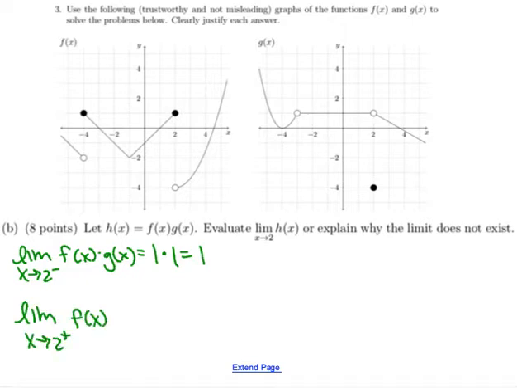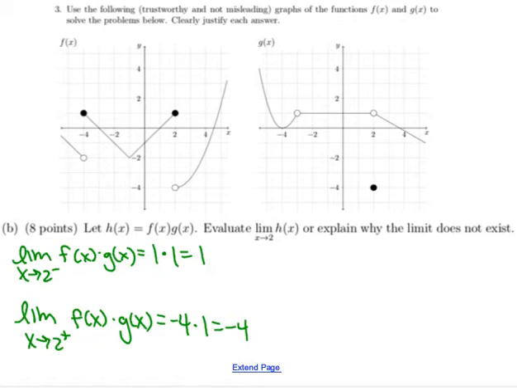F of x times g of x. So here is my f of x as we approach 2 from the right. We're going -4 times 2 from the right of g of x would be 1. So this gives me -4. So does my limit exist?